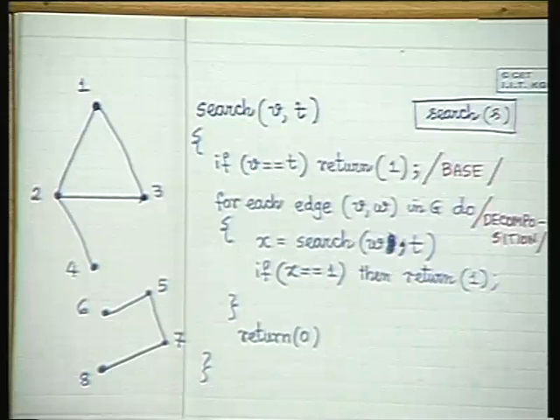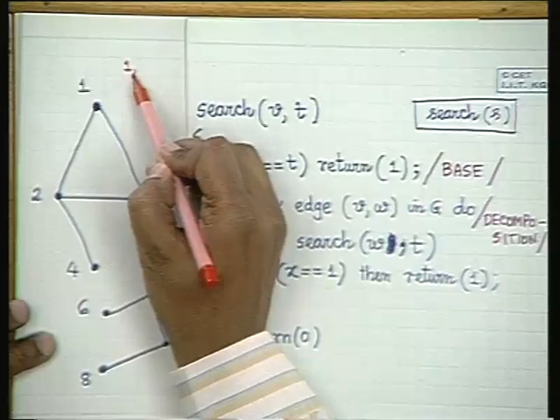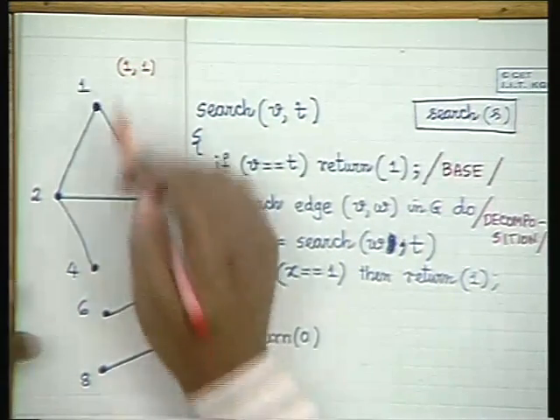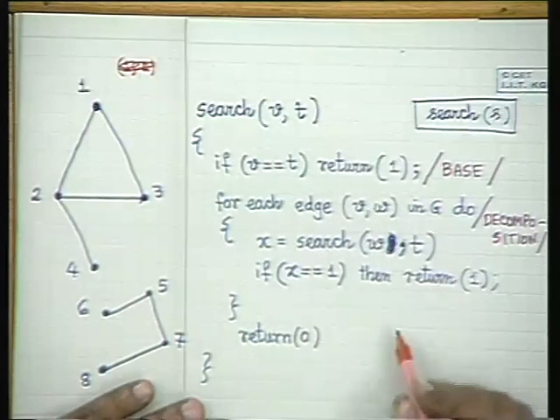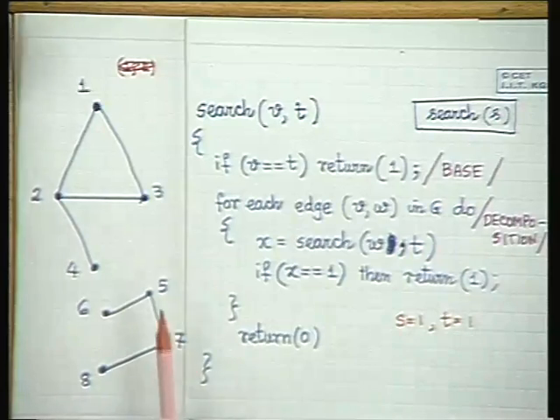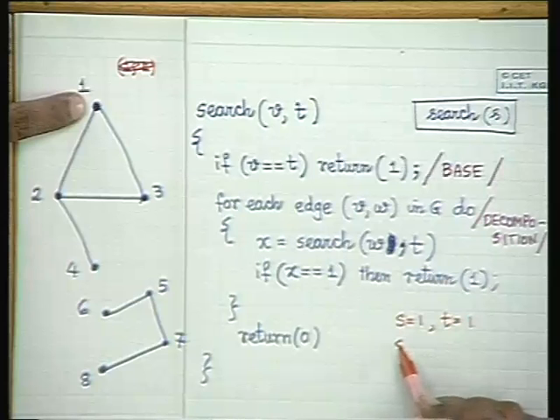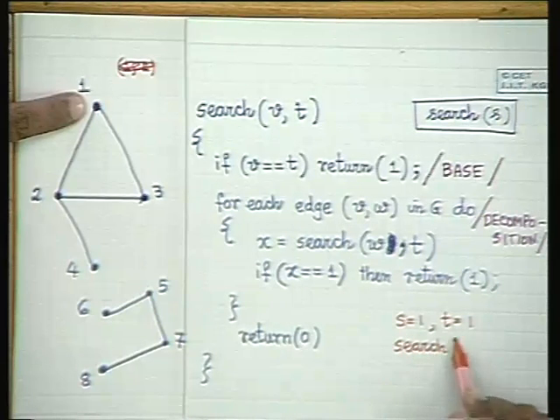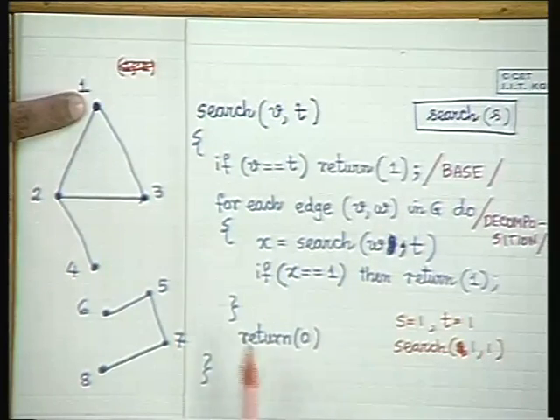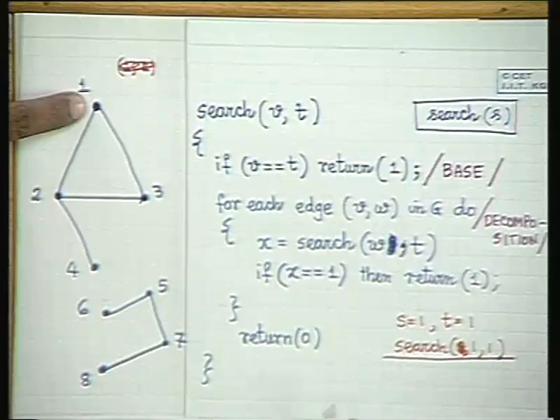And let us say the first query that we give is to find out whether there is a path from 1 to 1. So let the first query be S equal to 1, T equal to 1. So this algorithm will be called with search 1, 1. So here you will come to 1, you will get this, you will return true. So this problem is easily solved.